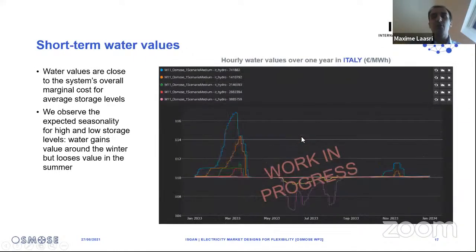And if we look at other countries as well, Italy has the same shape. Obviously, it's a bit different because it depends on the shape of the load on the system within the country itself, of course, but you can still see the same seasonality and the water values going up at the right time and down at the proper time as well. So that was interesting and reassuring to see. Also, you see that obviously water values are sort of close to the marginal cost average. So 110 for France and Italy is the same value.